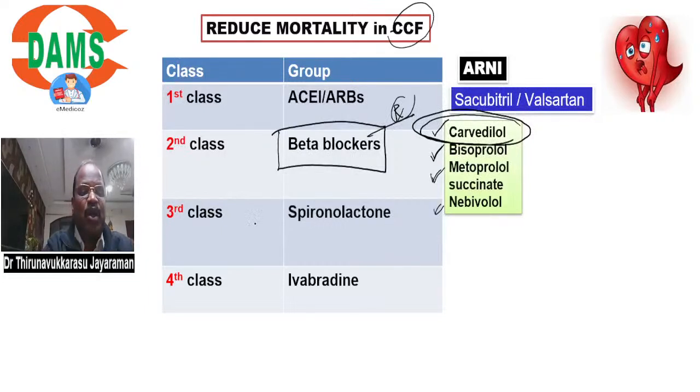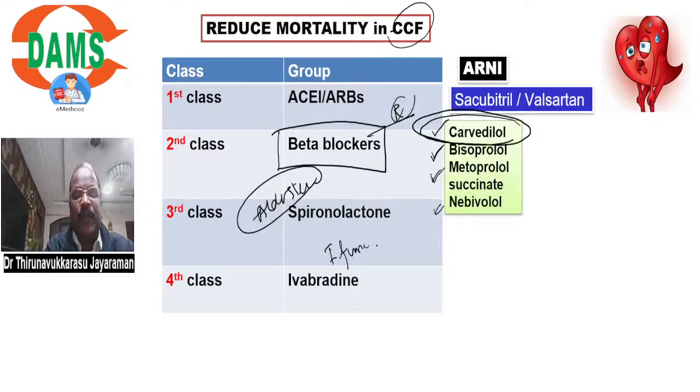Of course, aldosterone antagonists, we have spironolactone, and ivabradine, the funny current sodium blocker. It is also useful for heart failure.